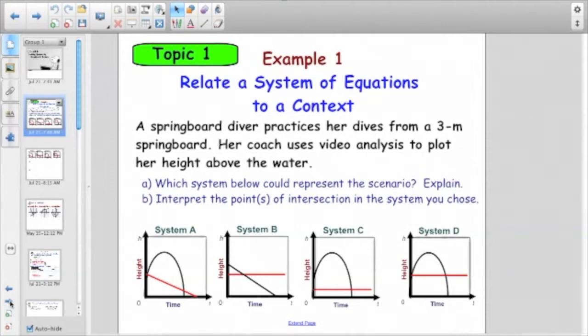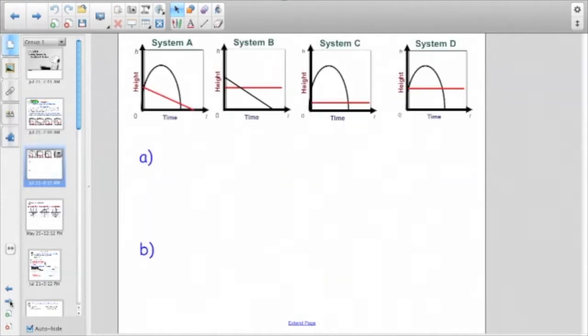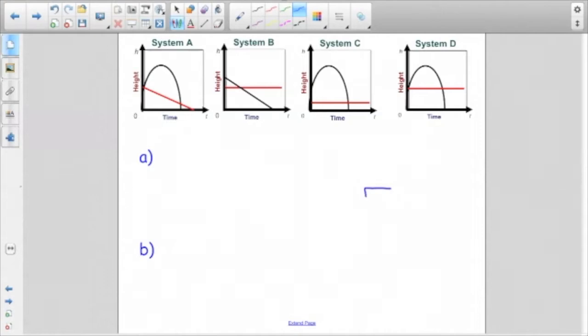And what do the intersection points really mean? How do we interpret those points? Okay, so let's have a look at each system. Well, we know that if we draw a visual picture, a springboard looks like that. Okay, so there's the diving board.